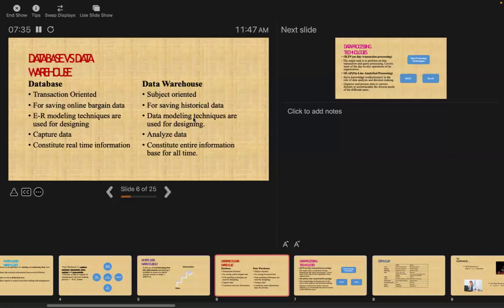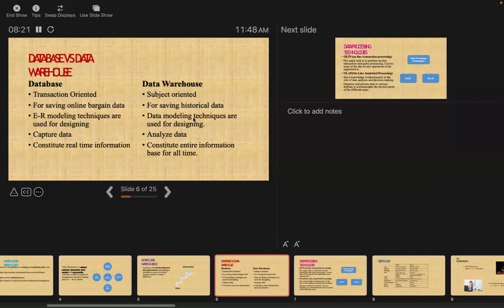Next, if you can recall, you know about ER modeling. ER means what? Entity relationship modeling. Very good. So these entity relationship modeling techniques are used for designing a database. But in the case of data warehouse, we are not concerned about ER modeling. We are more concerned about data modeling techniques for designing. We will go through such data modeling techniques. Now, the next difference is that in a database, we capture data.